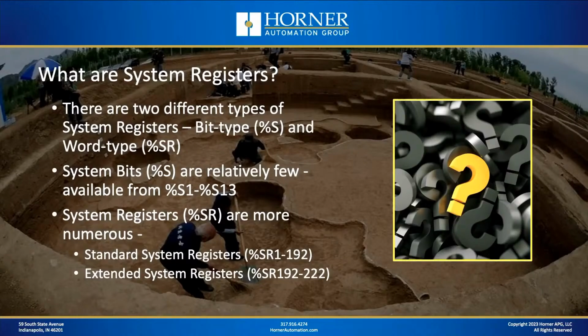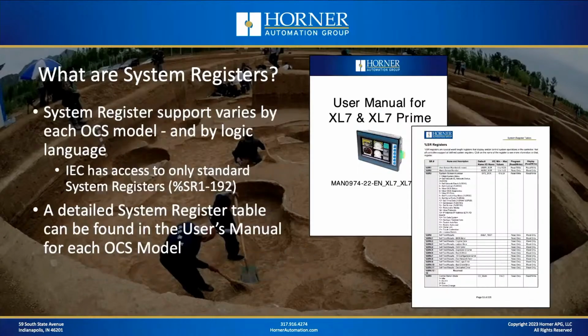Now, there are two different types of system registers. There are the bit type or %S and the word type or %SR. System bits are relatively few. There's only 13 of those, and we'll review those here in a minute. Whereas system registers are more numerous, and there are as many as 222 of those, divided between the standard system registers and the extended system registers.